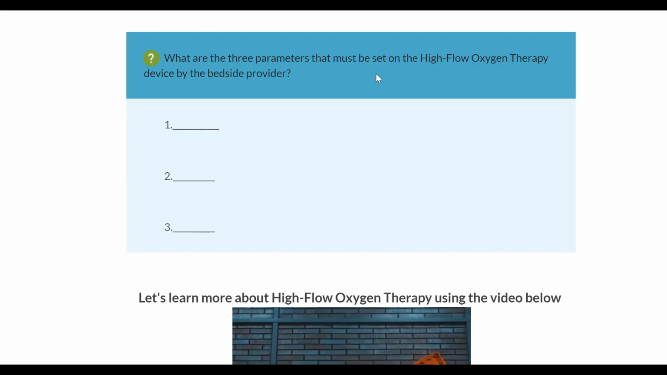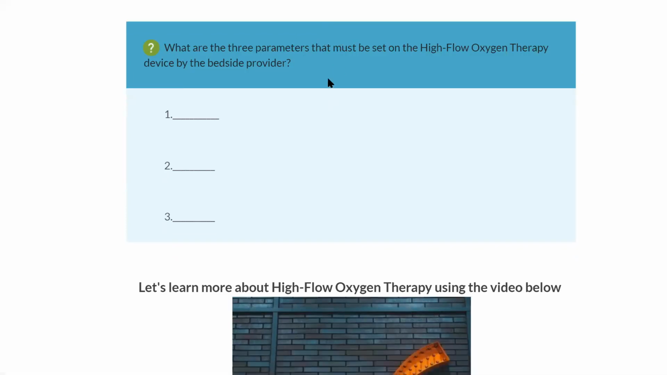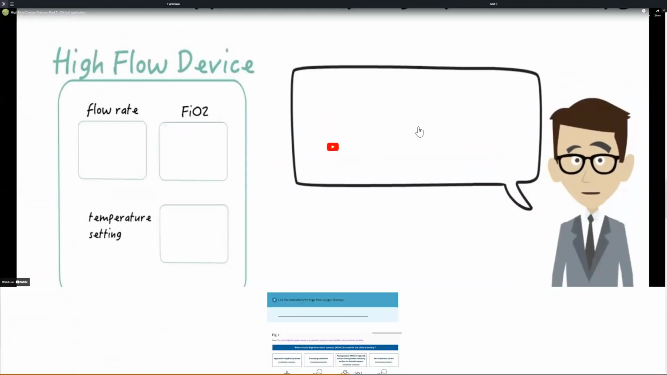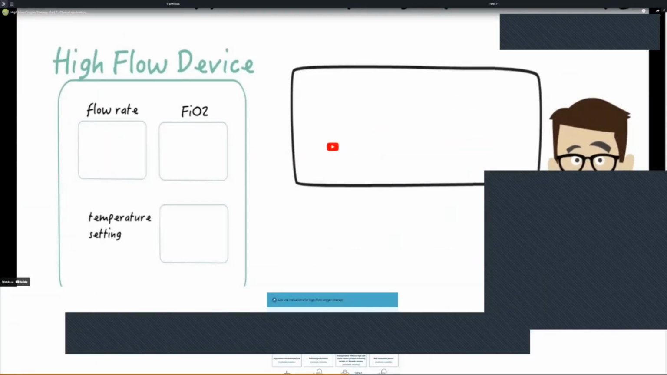Okay, yeah, because it's a new topic, we can go down and see the answer. Yeah, you can click on the video and then we see what you have to say. But you can see on the left. So flow rate, FiO2 and the temperature.